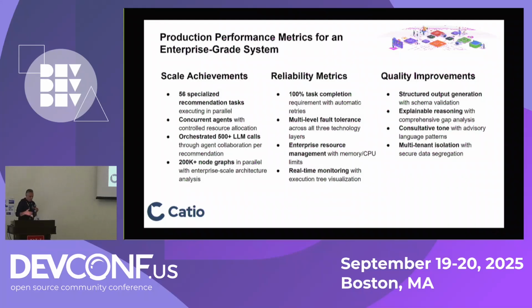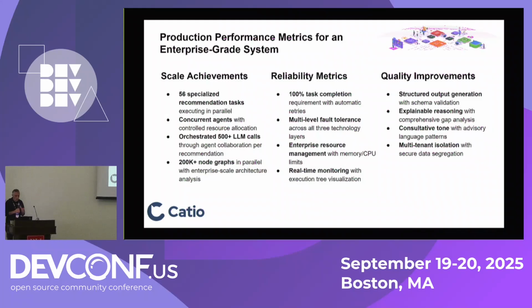We're orchestrating hundreds and hundreds, like 500 plus LLM calls throughout all this per recommendation, for every recommendation. And we're generating maybe 50 to 100 recommendations per run. So you can imagine all the LLM calls that we have to do. That's where optimization and parallelization come in really handy. And then at the retriever level, we're running 200,000 plus node graphs in parallel with our architecture, so that we give our architecture retrieval agents really, really deep understanding of the architecture.